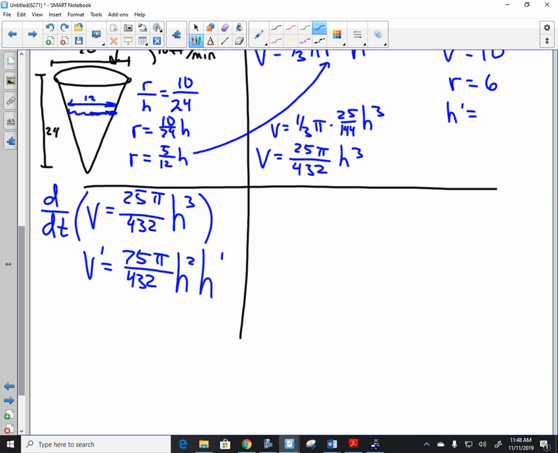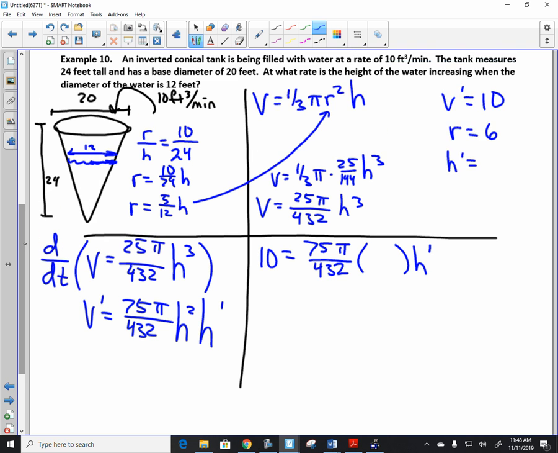What is V prime? 10 equals 75 pi over 432 times H squared. Do you have the current height? No. This is why we're going down this road, so you can understand why the height is not 24. The height is referring to the height of the water, not the height of the cone.